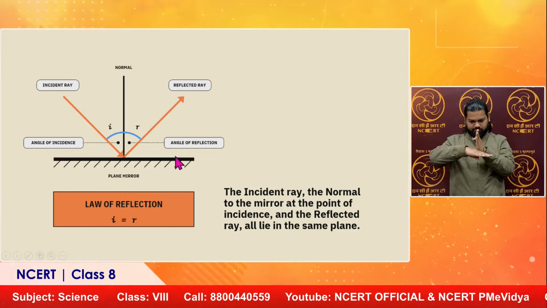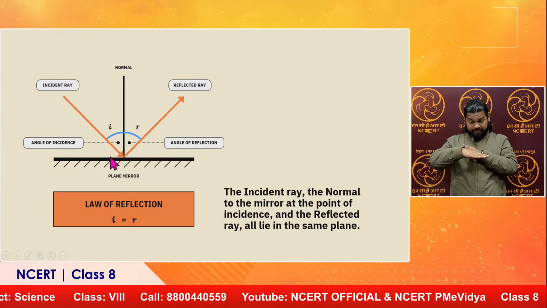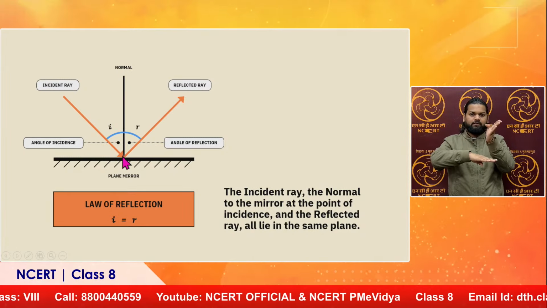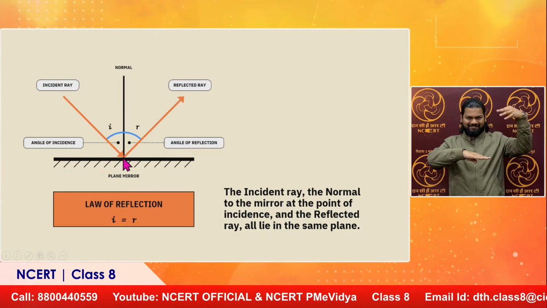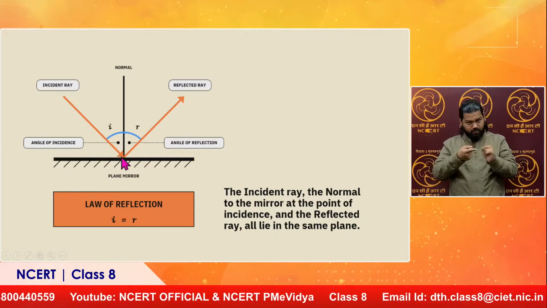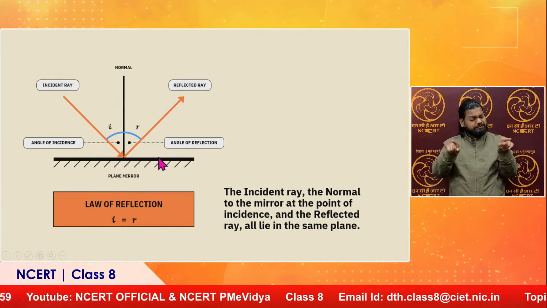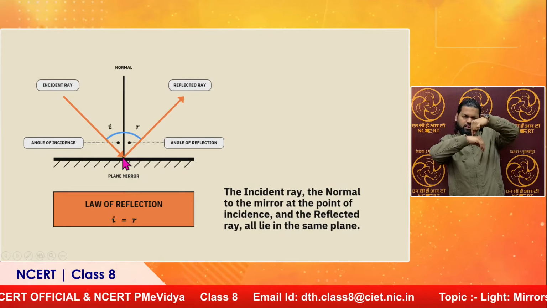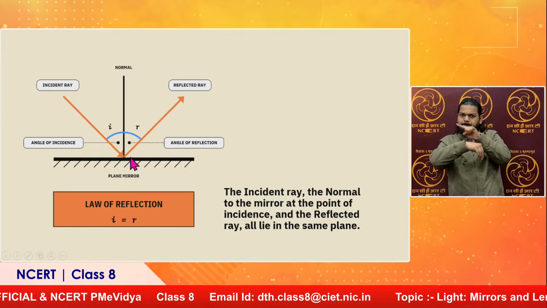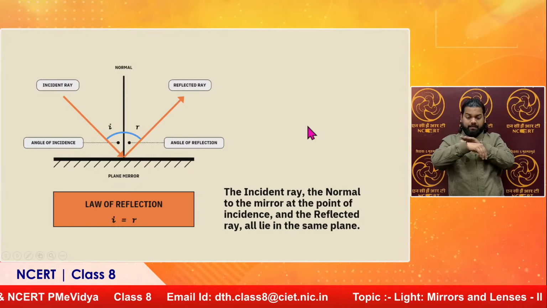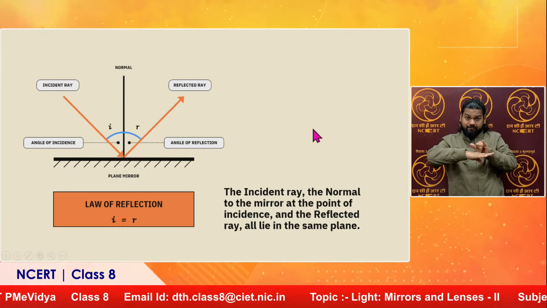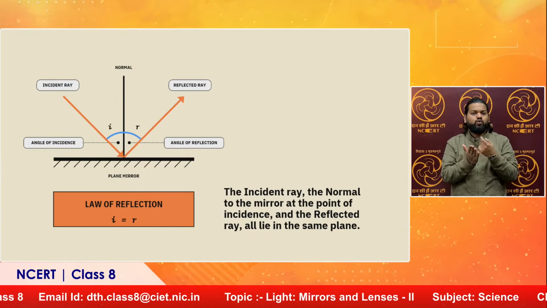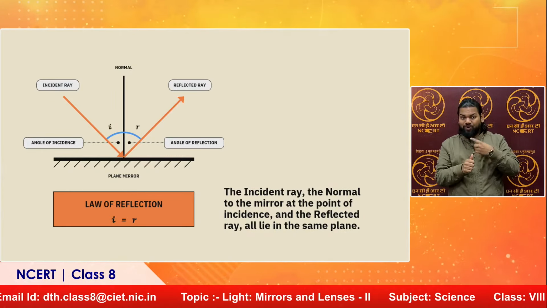Hope that's clear. The incident ray, the reflected ray and the normal ray at the point of incidence all lie in the same plane. So all three of these rays meet at a point that is called the point of incidence on the mirror. So these two are the rules which the light rays follow, and they give us these laws of reflection.